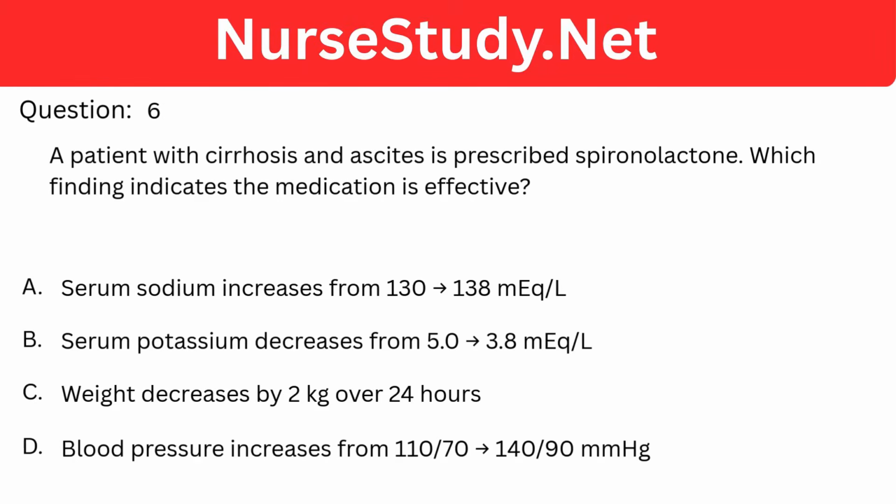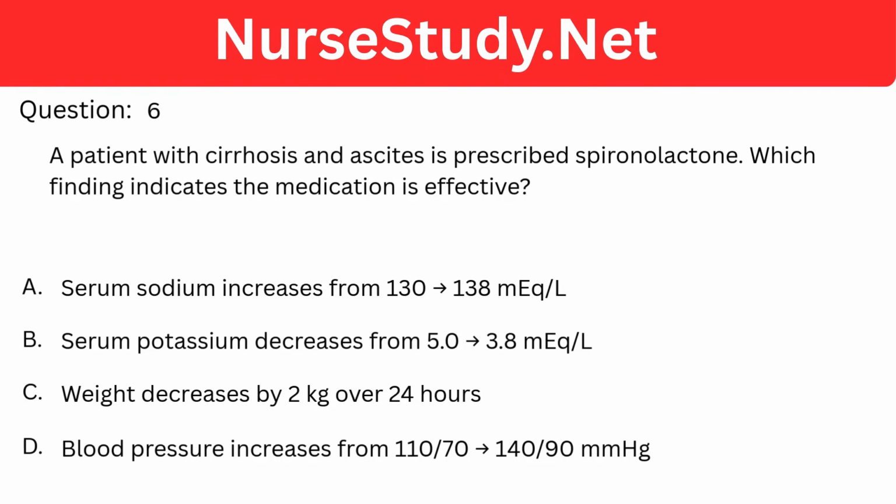Question 6. A patient with cirrhosis and ascites is prescribed spironolactone. Which finding indicates the medication is effective? A. Serum sodium increases from 130 to 138 milliequivalents per liter.